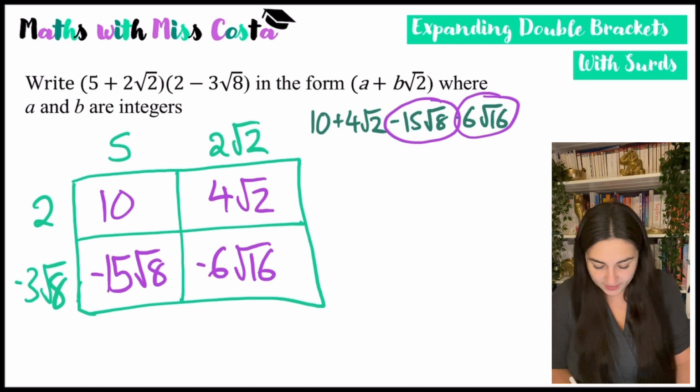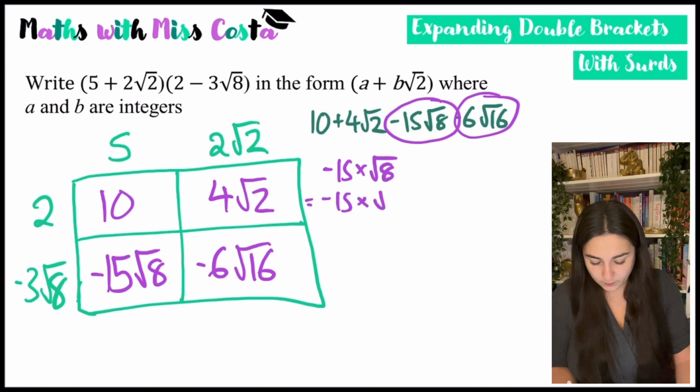So let's simplify root 8. So minus 15 times by root 8. Root 8 can be written as root 4 times root 2. Minus 15 times by root 4 is the same as 2.